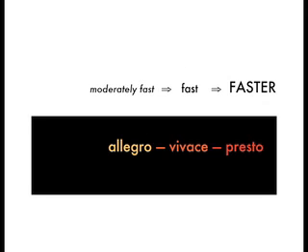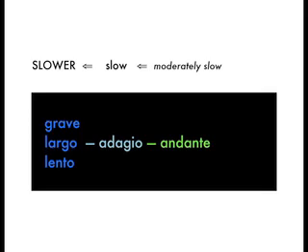The principal fast tempos are allegro, which means joyful, vivace, which is faster, lively, and faster still, presto, pressed, hurried. For the slow tempos, working our way from right to left, moderately slow is andante, literally walking. Slow is adagio, at ease. And then slower than that, various terms: grave, heavy, largo, large, and lento, slow.